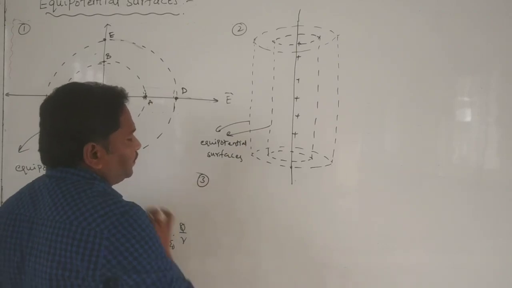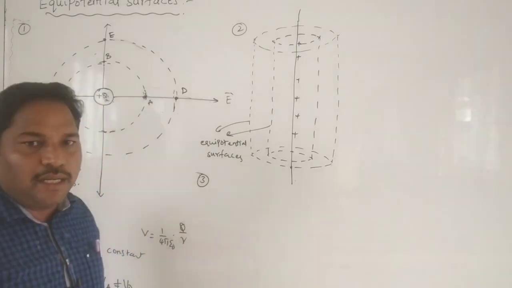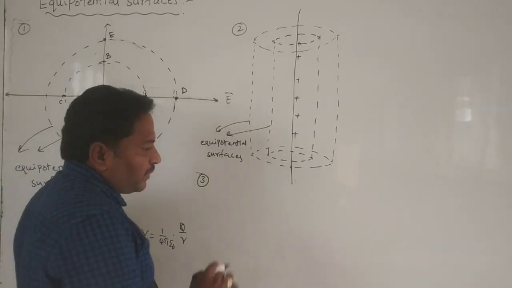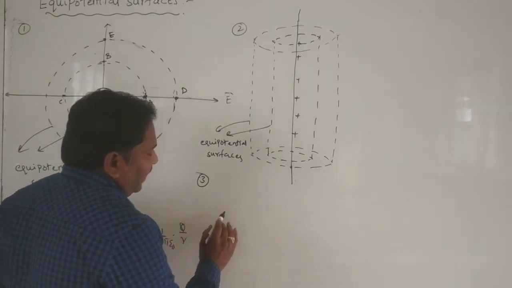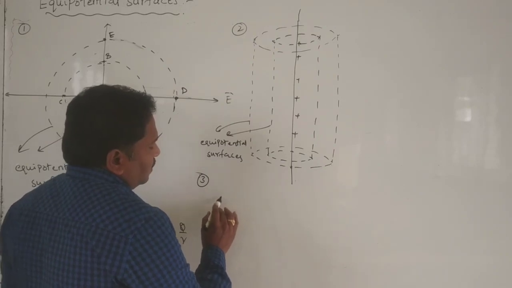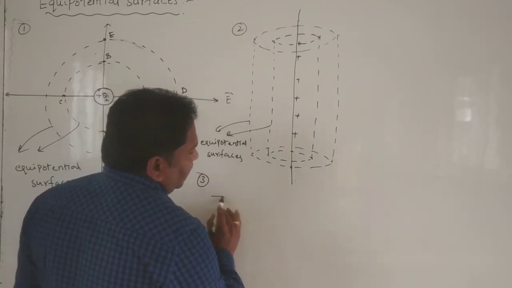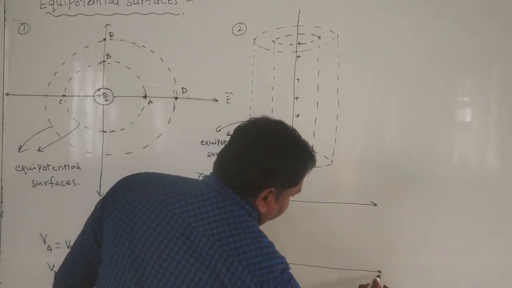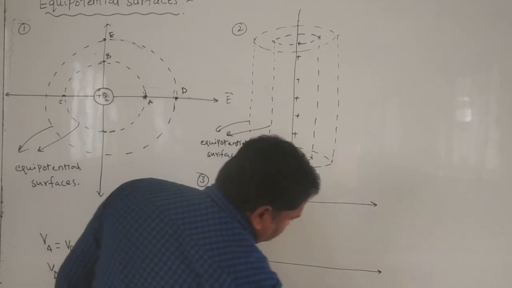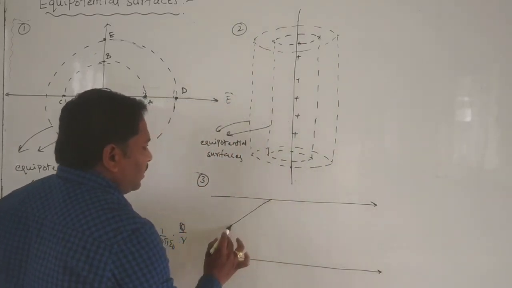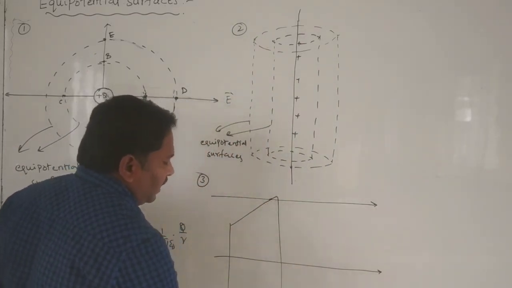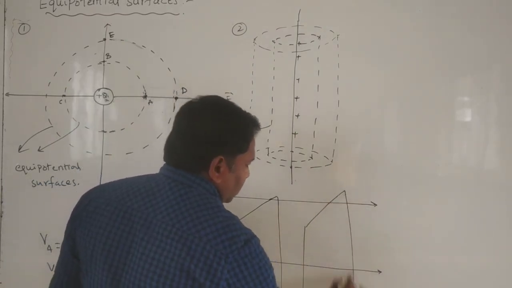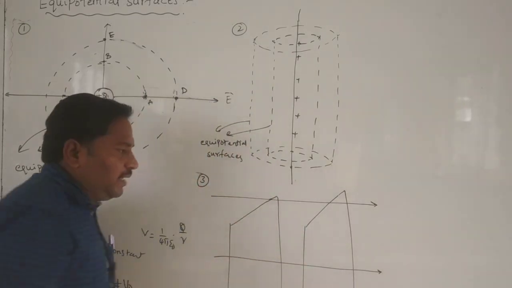Number three, equipotential surfaces for a uniform electric field. This is the uniform electric field. So how are they for a uniform electric field? They form planes, like this.